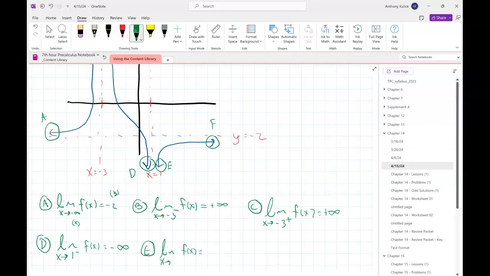Okay. E. What is the x value that E is pointing at? 1. Which side of 1, though? The positive side of 1. Very good. And what y value is E pointing at? Negative infinity. Good. Last one.